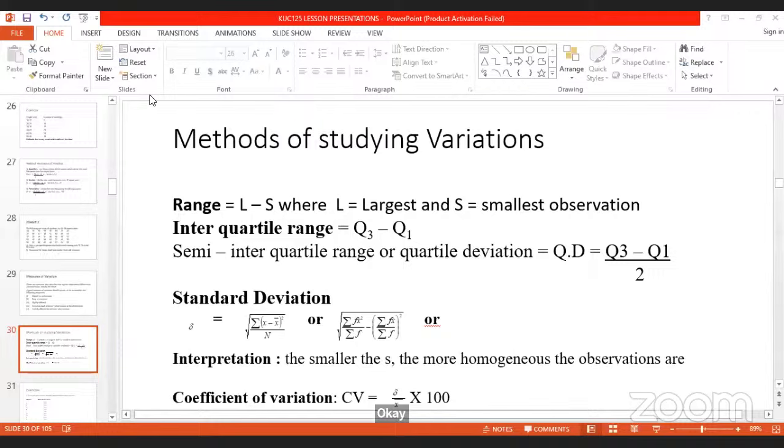The smaller the value of the standard deviation, the more identical, the more homogeneous the observations are. What does this mean? They are closely related. If we are looking at the sales of a given enterprise, then a small value of the standard deviation will indicate, if it's daily sales for a period of 1 week, that the sales are more close and related.